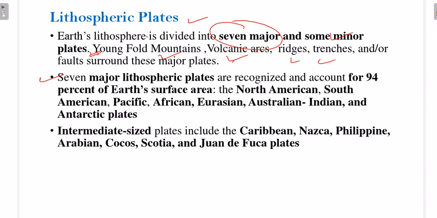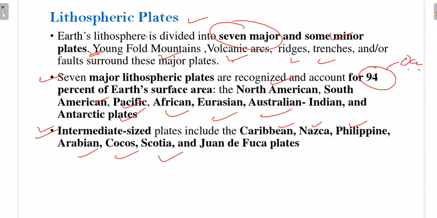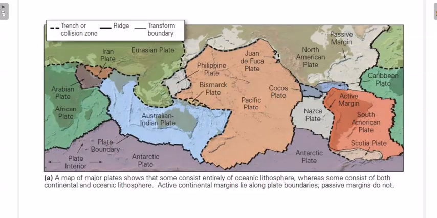तो जो सात मेजर लिथोस्फेरिक प्लेट्स हैं वो आपको ध्यान में रखना है. ये 94% ऑफ द अर्थ सरफेस को बेसिकली फॉर्म करते हैं. ओके, इट आल्सो कंसिस्ट ऑफ ओशंस आल्सो, ठीक है. तो नॉर्थ अमेरिकन, साउथ अमेरिकन, पैसिफिक, अफ्रीकन, यूरेशियन, इंडो ऑस्ट्रेलियन एंड अंटार्कटिक प्लेट्स आर बेसिकली दी लार्ज प्लेट्स, एंड सम देयर आर इंटरमीडिएट साइज प्लेट लाइक कैरिबियन, नास्का, फिलीपींस, अरेबियन, कोकोस, स्कोशिया, वान डी फूका प्लेट्स आर देयर. ओके, तो इनके नाम आपको याद करने हैं, ठीक है.